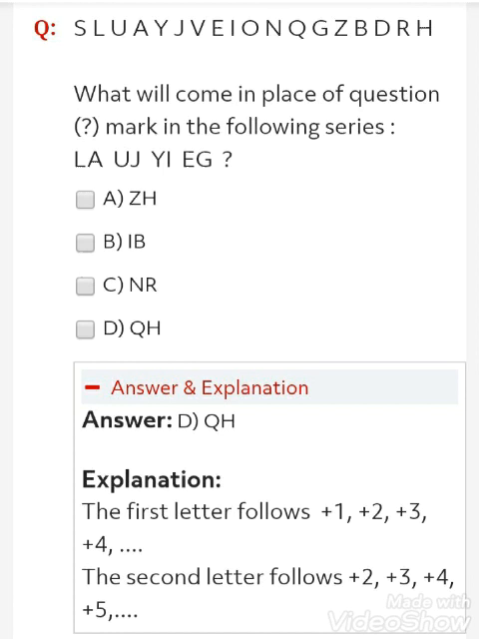Why? Because the first letter follows +1, then +2, then +3, then +4. This is the decoding. Means it is written +1, +2, +3, +4. The second letter follows +2, +3, +4 and +5. Like that the letters are being given.